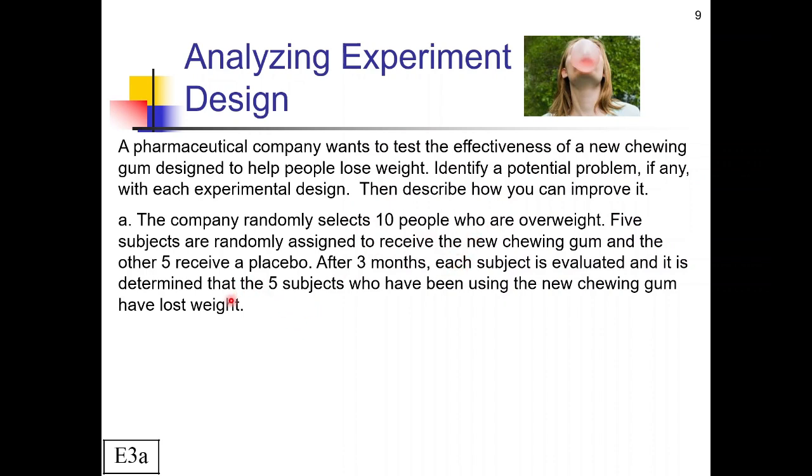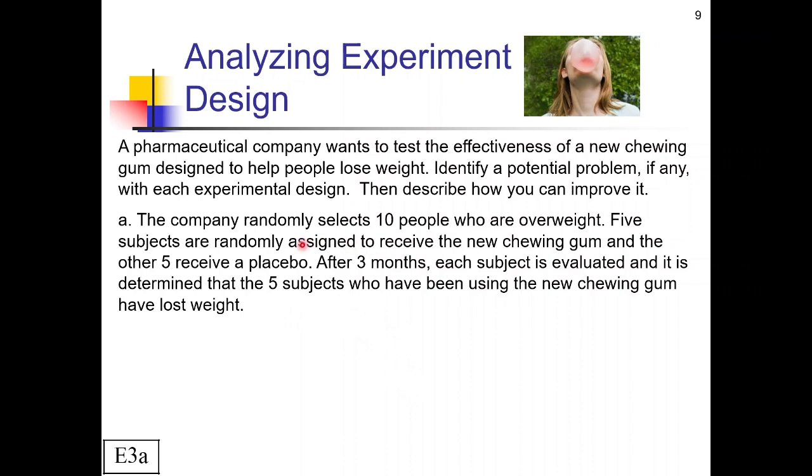So take a look at this first one. The company randomly selects 10 people who are overweight. 5 subjects are randomly assigned to receive the new chewing gum, and the other 5 receive the placebo. After 3 months, each subject is evaluated, and it's determined the 5 subjects who have been using the new chewing gum have lost weight. So pause the video and think about this in light of what we said about potential design flaws, and see if you can come up with what the issues are here, if any.